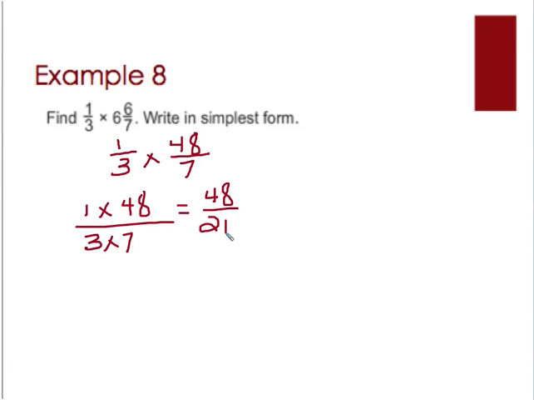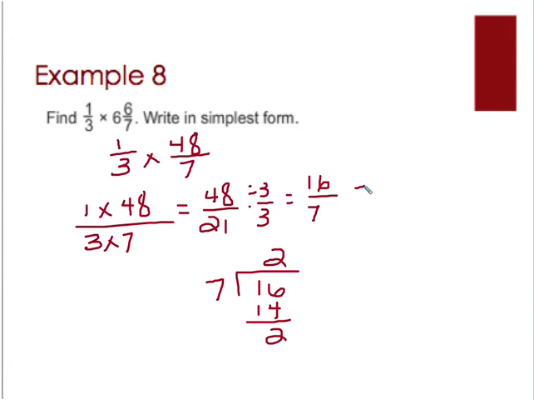Now, I know that both of these have a 3 in them, so I'm going to divide by 3. 48 divided by 3 is 16. 21 divided by 3 is 7. That's improper, so I need to divide. 16 on the inside, 7 on the outside. 7 goes into 16 twice. That's 14. Subtract. My final answer is 2 2/7. There you go.